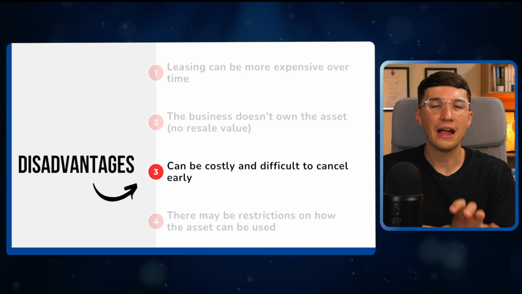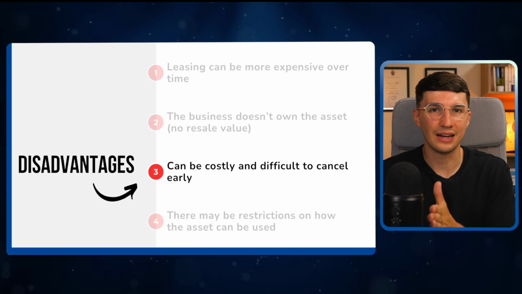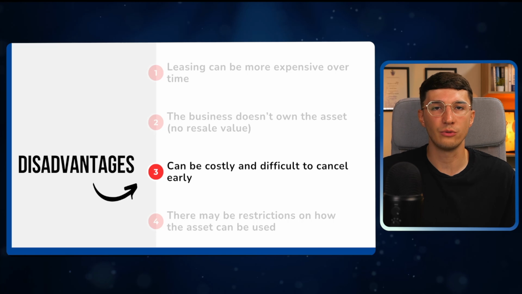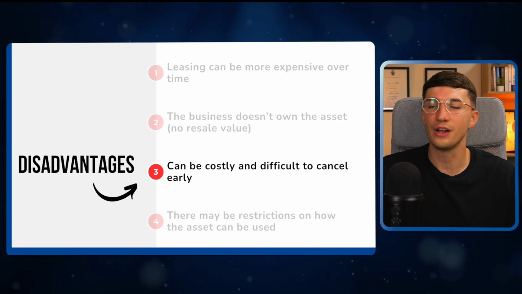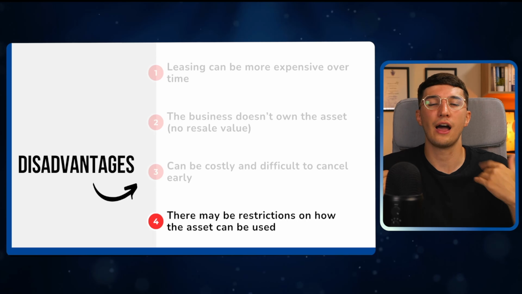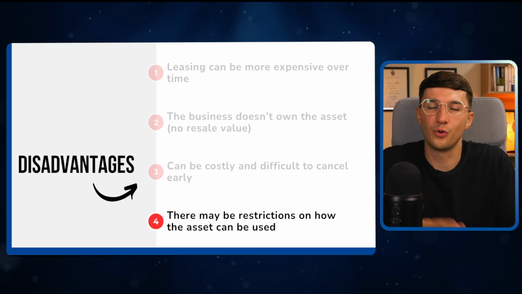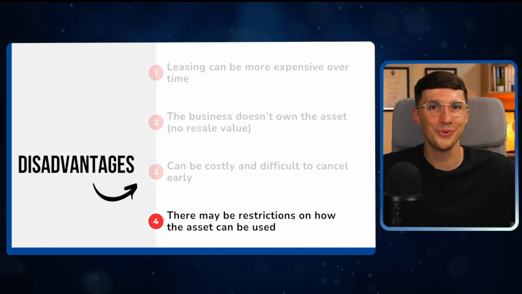It can also be very expensive if you need to cancel that leasing agreement a bit early. Typically, there may be a £5,000 to £10,000 charge to get out of that agreement. And as well, you may have some restrictions in terms of how that asset is used. So for example, if we're looking at a delivery van, you can't potentially put your branding all over the van. But of course, if you owned and purchased it, you can do what you want with it.